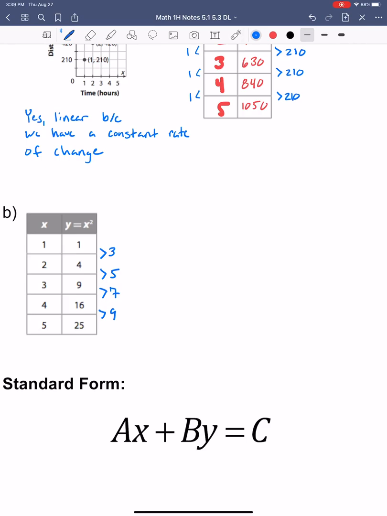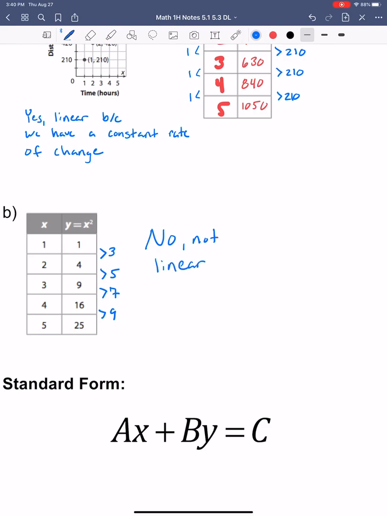This should sort of remind you of an arithmetic sequence, right, which we looked at previously. So it doesn't generate an arithmetic sequence. It doesn't have a constant rate of change. So this is not going to be a linear function because we don't have the same number over and over and over again. So then I'm just going to put no, not linear.